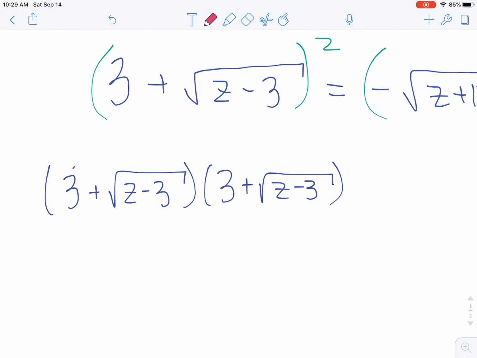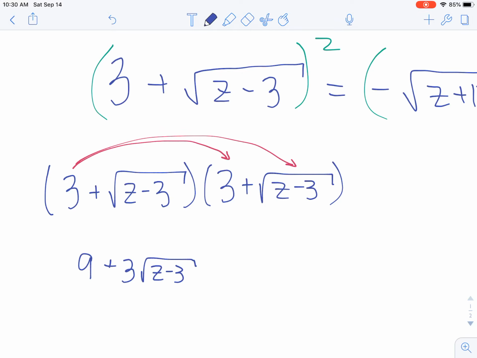So if we start with distributing the first term to the second parentheses, 3 times 3 will give us 9. And then 3 times radical z minus 3 is just 3 radical z minus 3. And now we have to distribute the second term in the first parentheses to the second parentheses, and we will end up with 3 radical z minus 3 plus, and now radical z minus 3 times radical z minus 3 becomes just z minus 3.